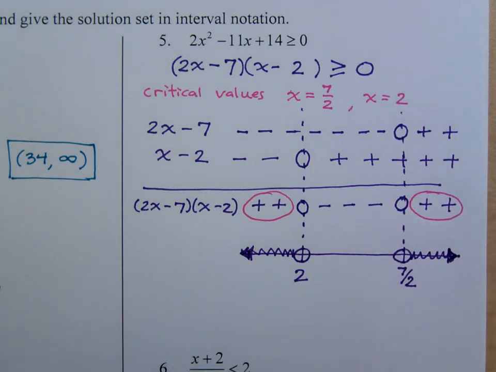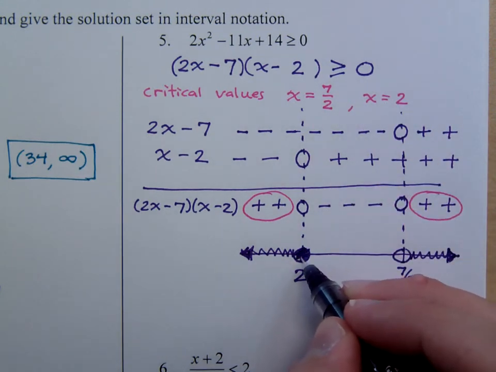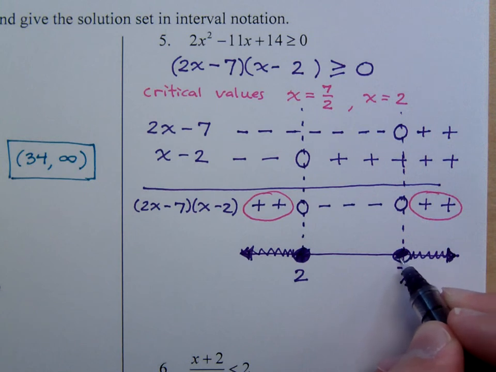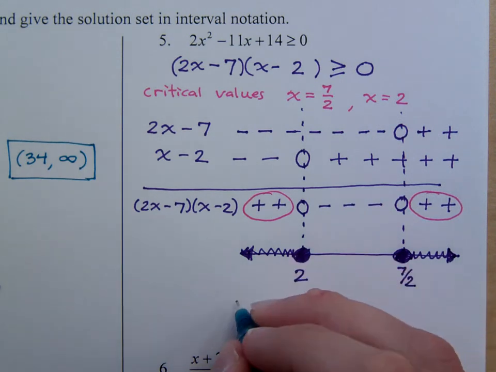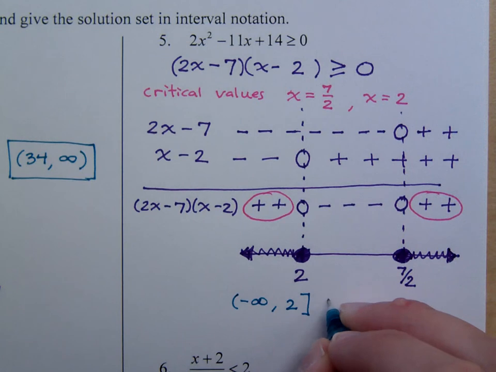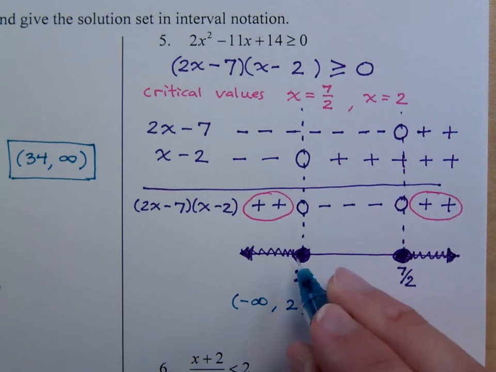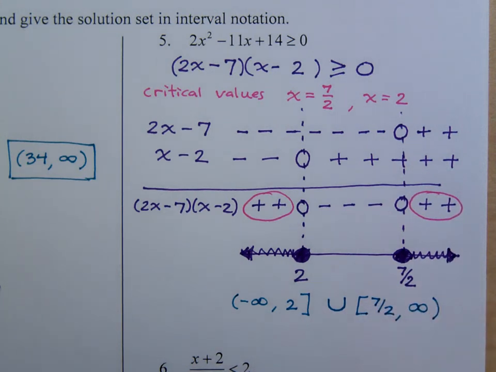But the other part of the inequality says you can also be equal to 0. So that means I get to include being equal to 0, which happens at these values, 2 and 7 halves. So here's my number line. My inequality in interval notation will go from negative infinity to 2 with a bracket, union, we use that union symbol to join this section with this section, it's going to be from 7 halves to positive infinity.